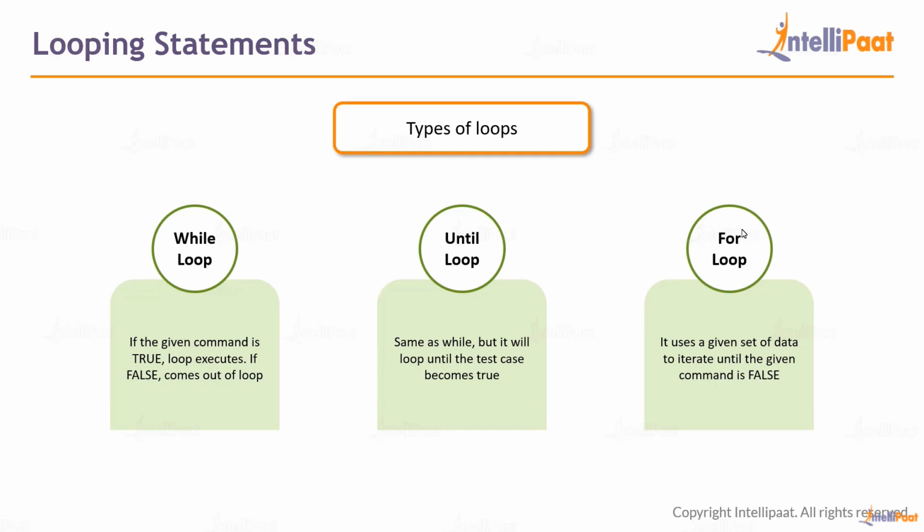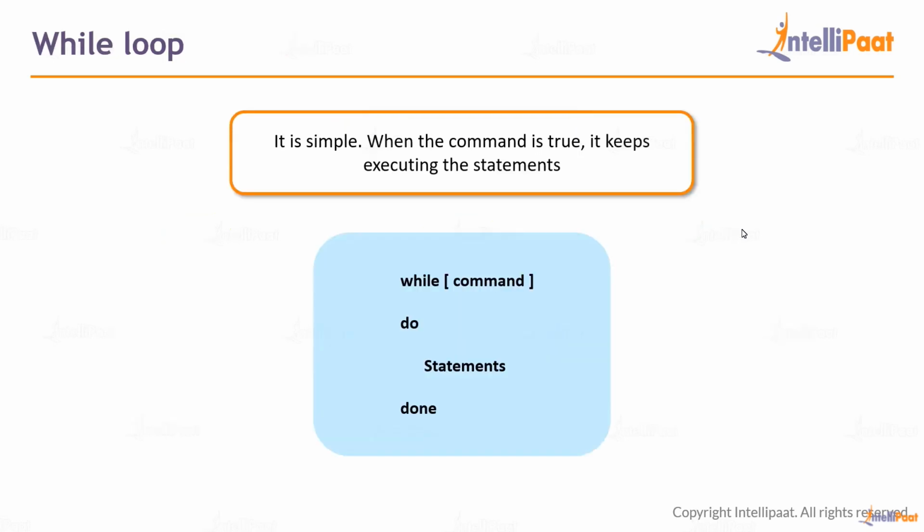And finally we have the for loop. For a for loop, you provide an iteration principle. Basically you provide a condition again. Here it uses a given set of data to iterate until the given command is false. Given set in the sense, let's say there are 10 numbers, and you want to run this loop until the 10 numbers are complete. If the count is equal to 10, then that particular loop should stop. You can use a for loop for that by providing the condition that right now the number is at 1, and when it gets to 10, the loop should stop. So these are the 3 loops we'll be looking into in this session. Let's go further and look into them in more depth.